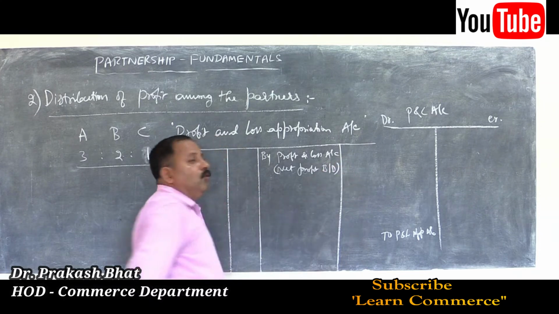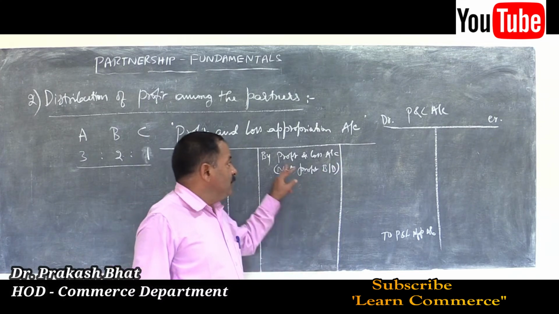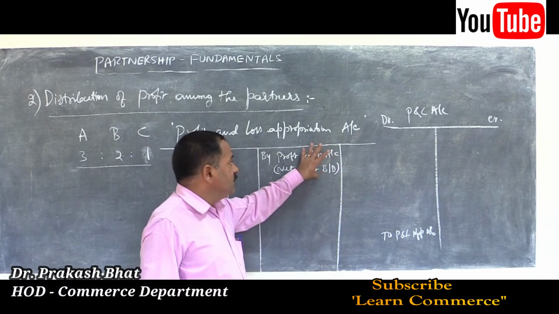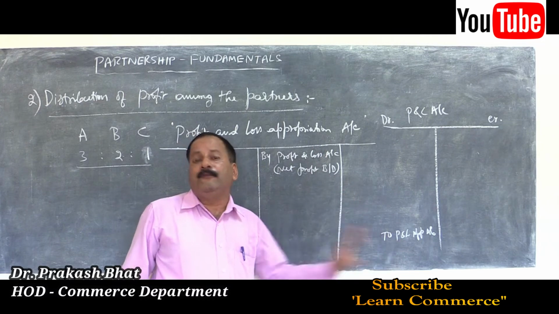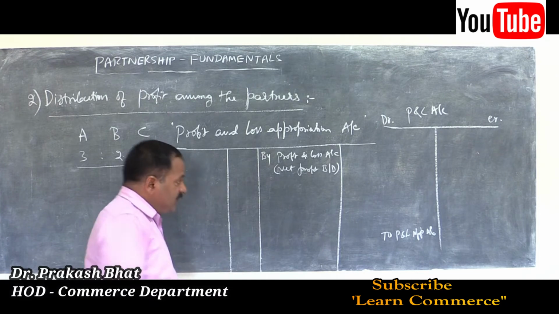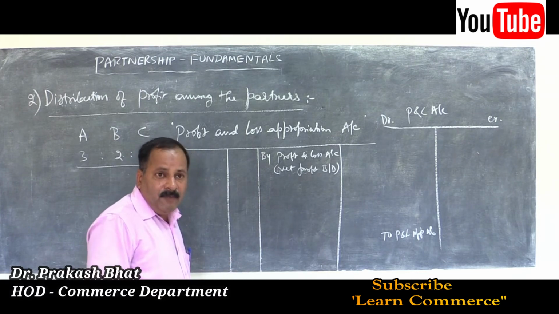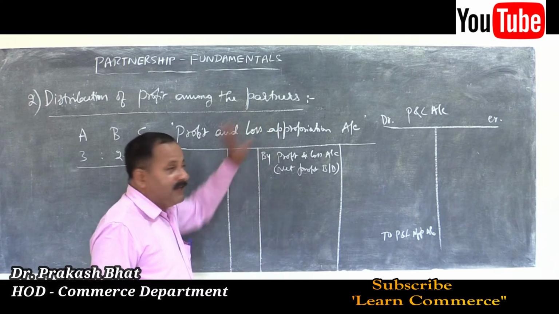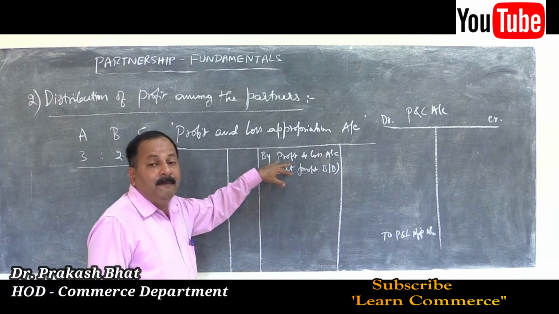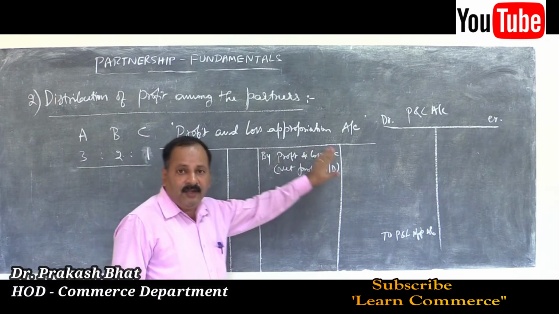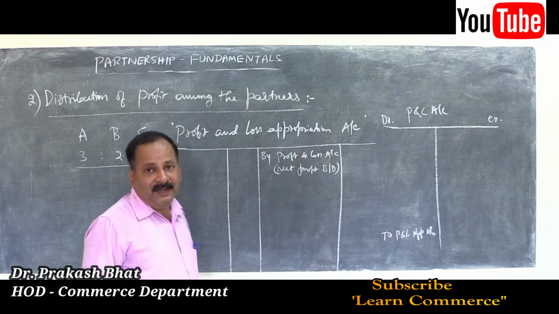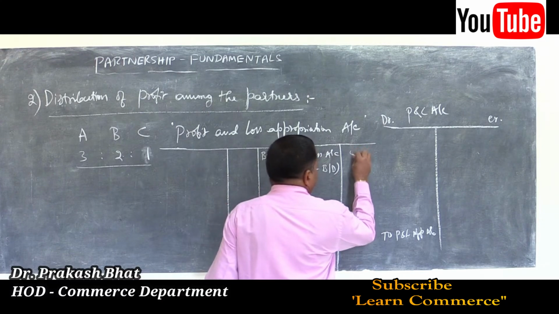net profit brought down. Most of the students make a mistake here, they will write by balance brought down. That is wrong, because the profit and loss appropriation account balance will not be carried forward. It will be transferred ultimately to the capital accounts of partners and it is closed. So there will not be a balance from year to year in the profit and loss appropriation account. Remember this very clearly. So it will not start with by balance brought down. It should be by profit and loss account, the profit of the current year. That is the first entry. So imagine, suppose it is 50,000.